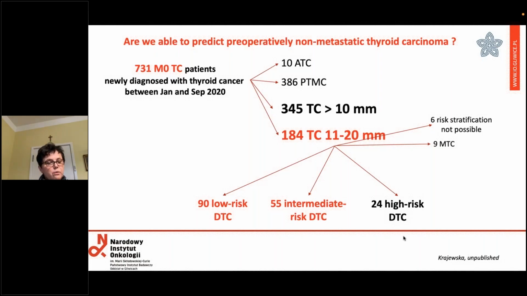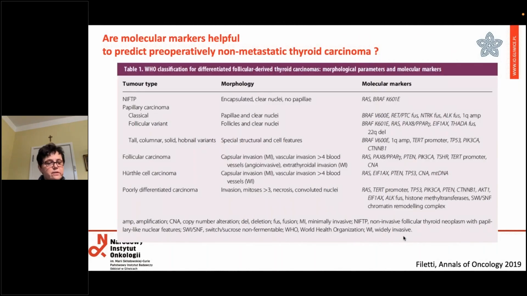However, based on preoperative results of fine needle aspiration biopsy, the risk stratification of these patients would be very difficult, or even in many patients not possible. Another question arises of whether there are some molecular markers that will be helpful to define the risk preoperatively. This is the subject of the lecture prepared by Dr. Rusinek, which you will have in a minute.